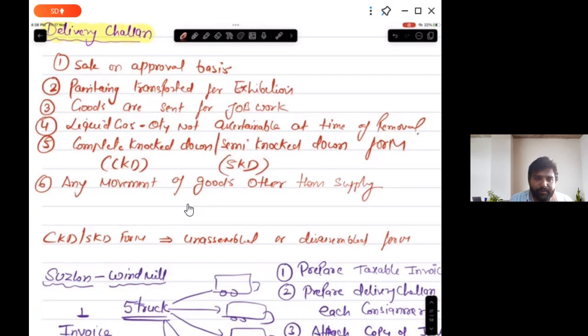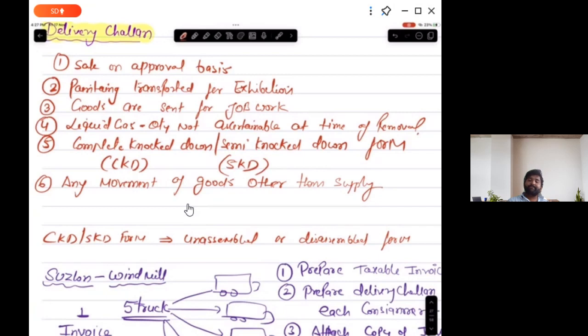So when is it required? First of all, on sale on approval basis. Second, when I am transporting a painting for exhibition, it's again kind of a sale on approval. Goods sent for job work is not a sale, so I don't need to prepare tax invoices. Liquid gas, because the quantity is not ascertainable at the time of sale, so I can't prepare an invoice right now because the quantity is not sure. Semi knockdown or complete knockdown situation, when the goods are going in disassembled form.